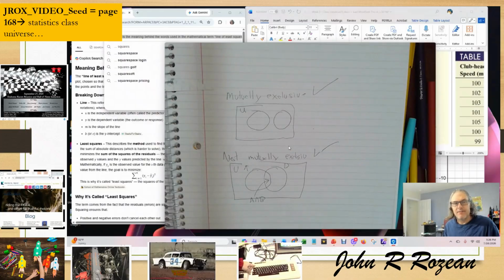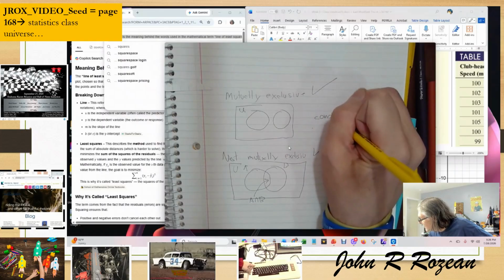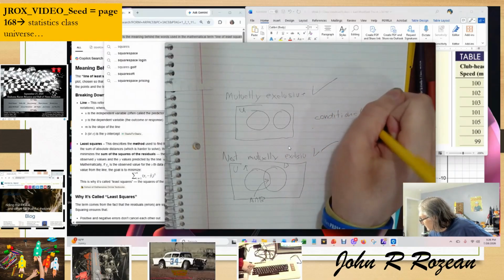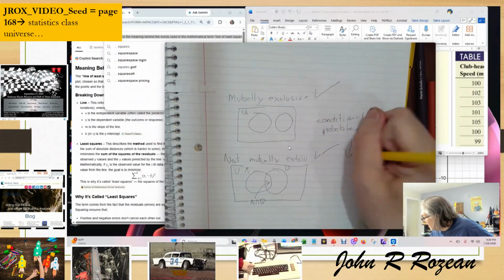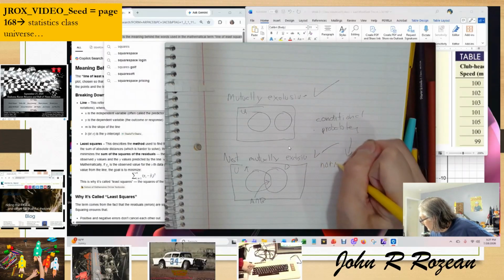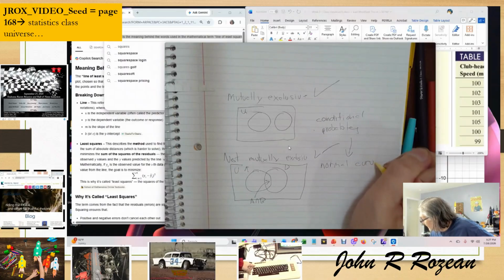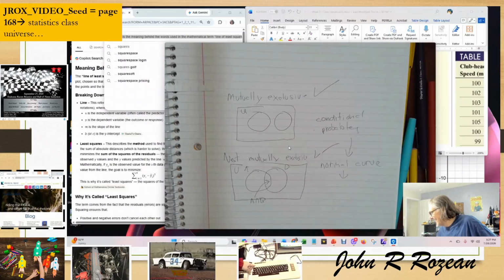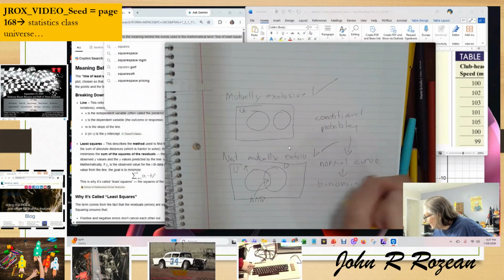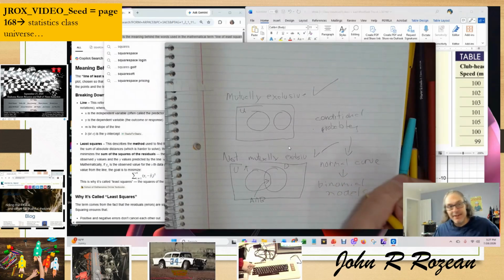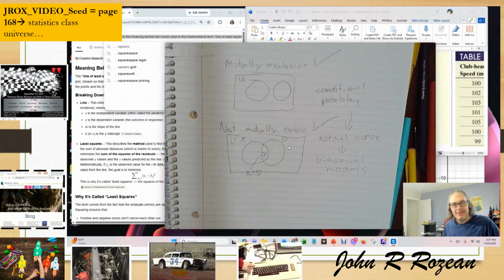Key thing coming up for week 4: mutually exclusive, not mutually exclusive. We will be getting into what we would call conditional probability. And from there will be models, the normal curve, and the binomial. We'll do binomial models. But sorry to get off on a little tangent. Anyway, that's what we've got coming up here.